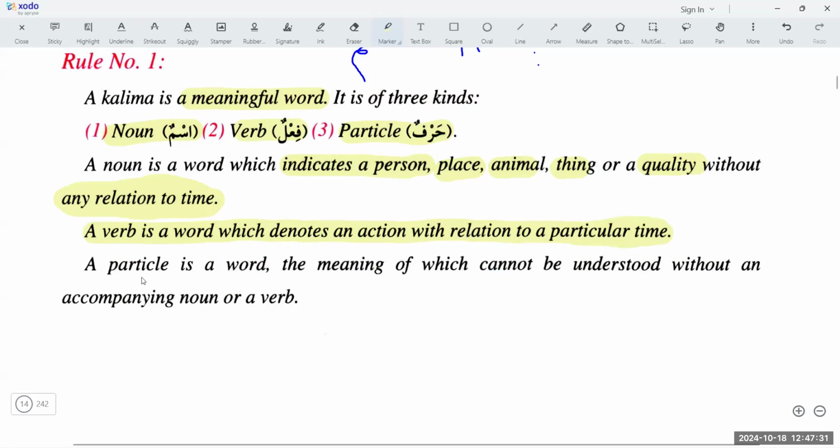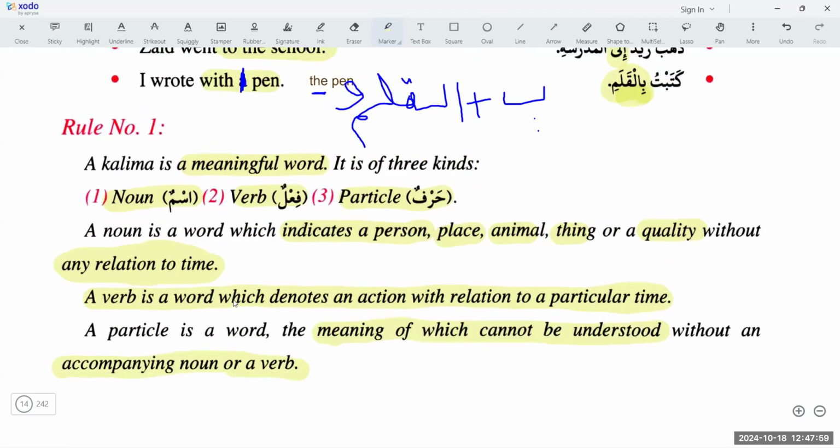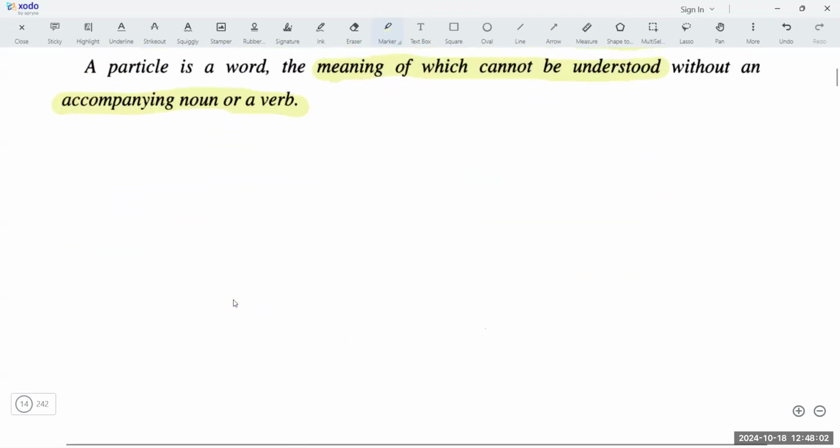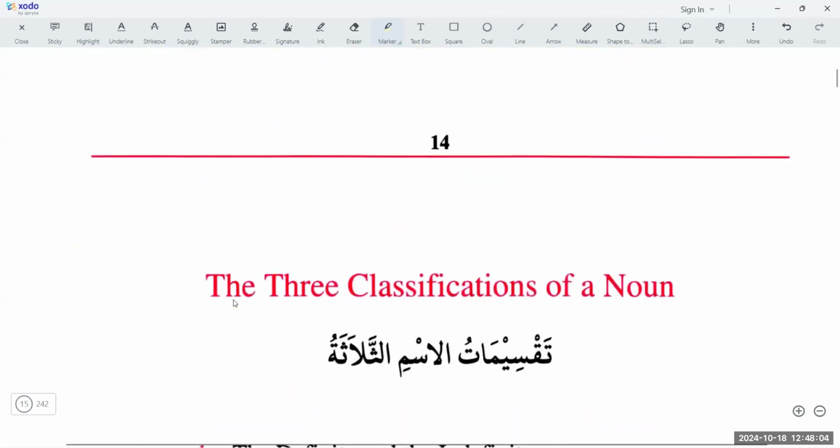Then what is a particle? A particle is a word, the meaning of which cannot be understood without an accompanying noun or a verb. If we want to understand the meaning of a harf, we should use it with a verb or a noun. So this is the summary of the lesson we just learned.